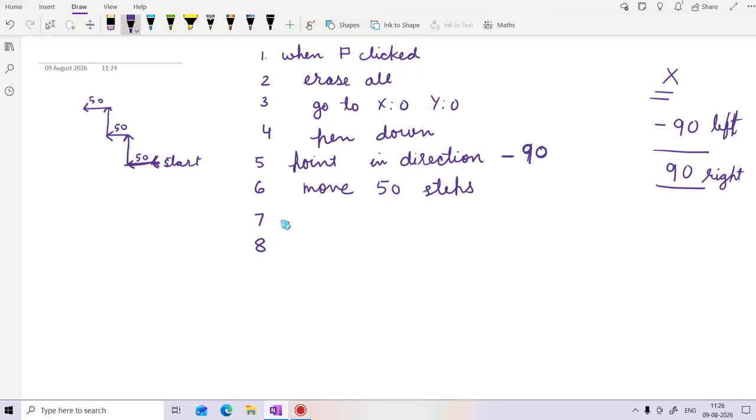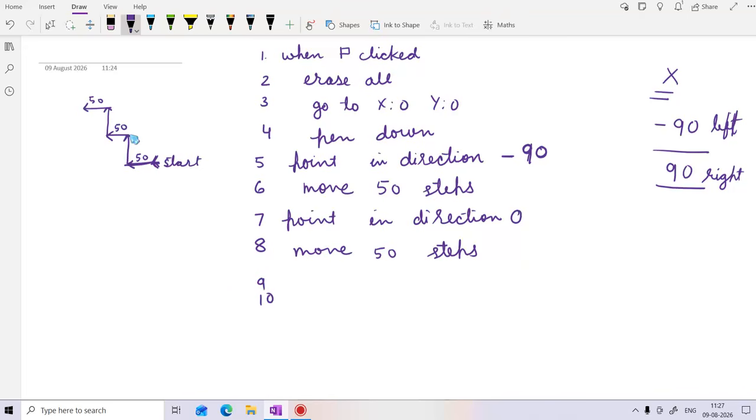First movement, always the direction. Point in direction. What is that? Point in direction. It is 0 because the line is going up, and step value is move 50 steps. Fine. So done. Now again 9 and 10.